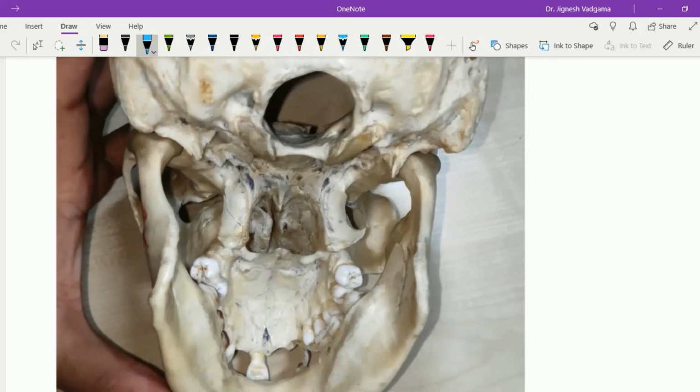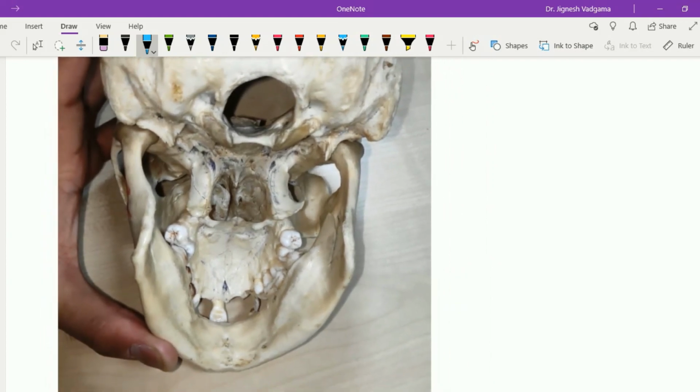This is the figure of the skull along with the mandible from below, and the image shows the medial surface of the lateral pterygoid plate, from where the deep head of the medial pterygoid muscle arises, and this is the area from where the superficial head arises. Both heads converge with each other and form a single muscle, which inserts over the medial surface of the angle of the mandible.